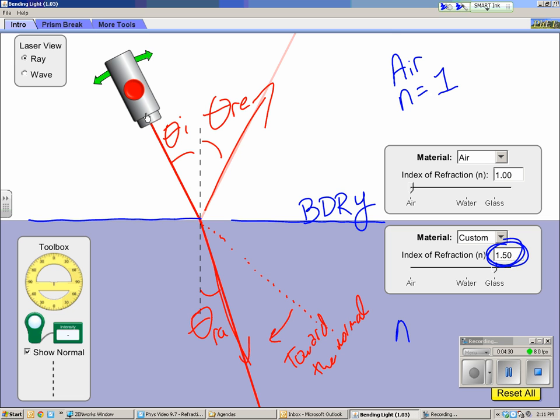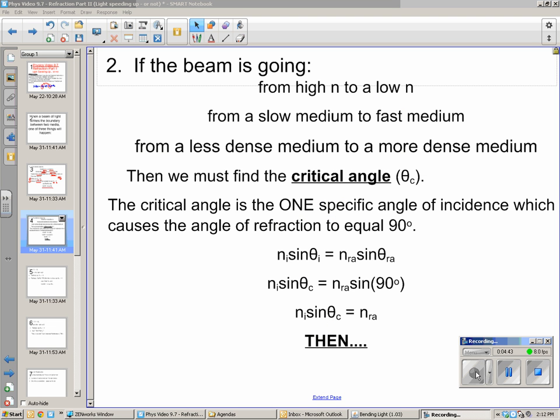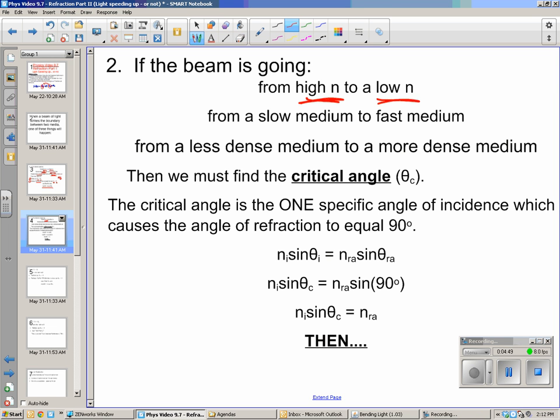Option one is where you're going from a small index of refraction to a bigger index of refraction. Okay? So let's move on. Now the question becomes this. What happens if we go the other way? What if we go from a high index of refraction to a low index of refraction? In other words, from a medium where the light is going slowly to a medium where the light goes faster. Or from a medium that is less dense to a medium that's more dense. Again, all three of those mean the same thing.